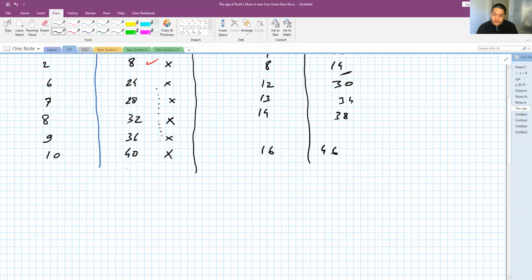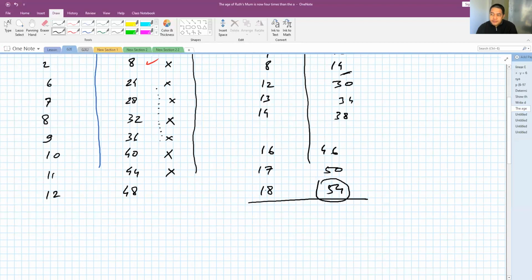For example, now if her mom is 44, therefore Ruth will be 11, and then this is 17, and then her mom will be 50, and this is not 3 times either, so this can't be the answer. And then the next one will be 48, and this is 12. So 6 years from this year will be 18, and then this will be 54. Now let's stop here. If you look at this number, 54, of course, this is 3 times 18. So this is actually correct.